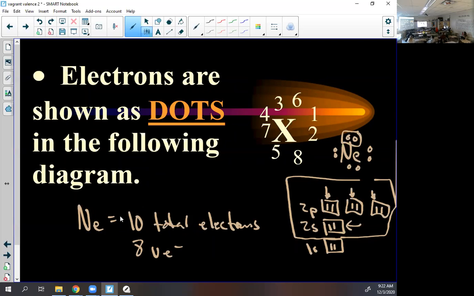All right, so neon. When we would have done this chart, it would have had 10 total electrons. 1, 2, 3, 4, 5, 6, 7, 8, 9, 10. But it only has 8 valence electrons because the bottom here is considered what we call a core electron. A core electron is a non-valence electron.